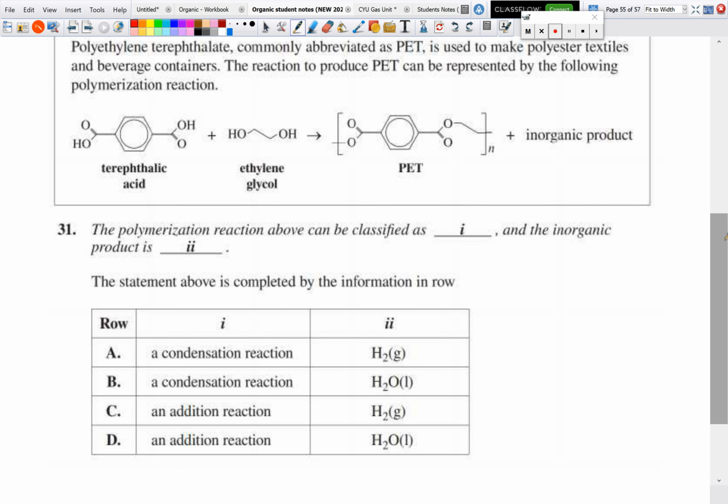So basically we have our monomer right here, actually two monomers. We have our polymer right here, and this question is asking, the polymerization reaction above can be classified as blank, and the inorganic product is blank. So of course, when we recognize, we see a carboxylic acid functional group right here, we see an alcohol functional group right here, so we know this is going to be a condensation reaction, so it can't be C or D. And then of course, the inorganic product, we know from a condensation reaction, what's going to condense out? Well, it's an esterification, so we get H2O, and the answer is B.